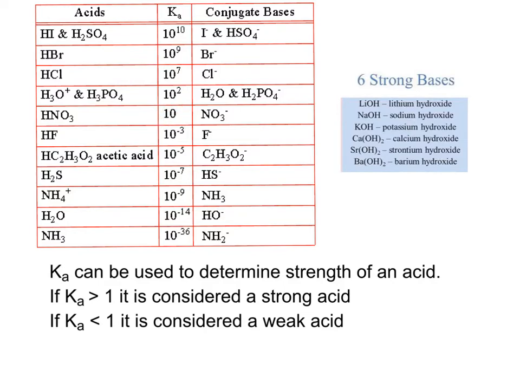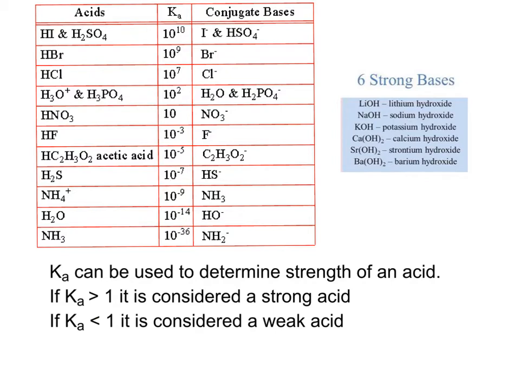As you go down, you see HF is 10 to the minus 3, which is a less than 1 number, in which case we classify those as weak acids because they don't fully dissociate when they hit water. So the general rule of thumb is listed below. Ka can be used to determine the strength of an acid. If Ka is greater than 1, it is considered strong. If Ka is less than 1, it's considered weak.